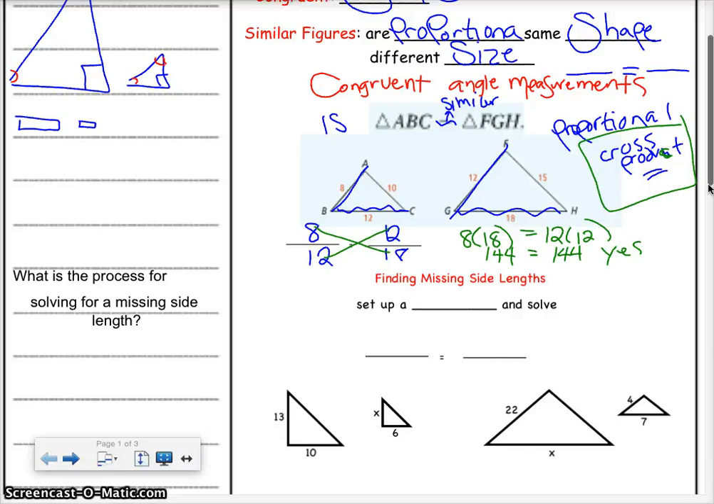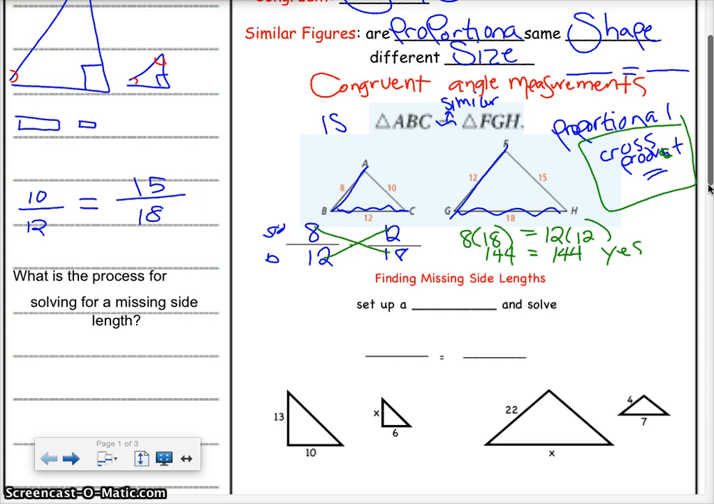Notice that I did side is to bottom. Then I should have side is to bottom on the other one. So I went side is to bottom as side is to bottom. Or I could have said 10 is to 12 as 15 is to 18. Now it's different numbers, but if it's proportional, it doesn't matter. That means the cross product should always equal each other.